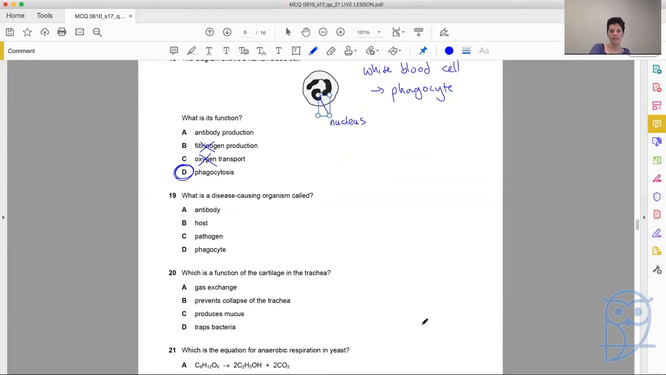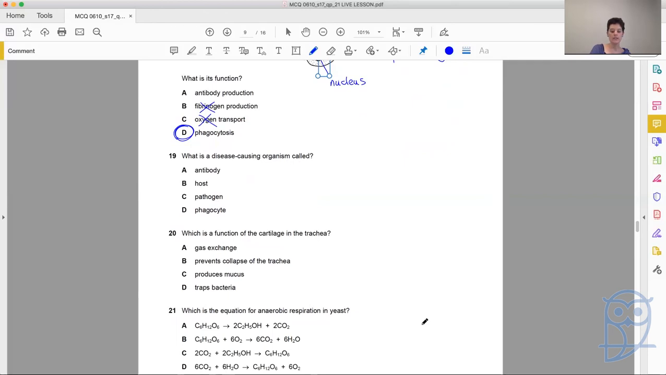Question 19. What is a disease-causing organism called? An antibody, a host, pathogen or a phagocyte? Well, we certainly know it's not a phagocyte because we just talked about phagocytes a moment ago. Antibodies are things that we produce in order to fight infection. A host, well, that would be us, and it would be where the pathogen is infecting. So the disease-causing organism is the pathogen.